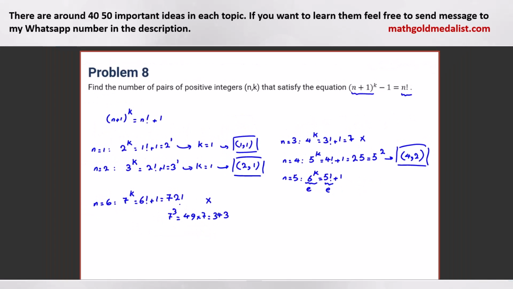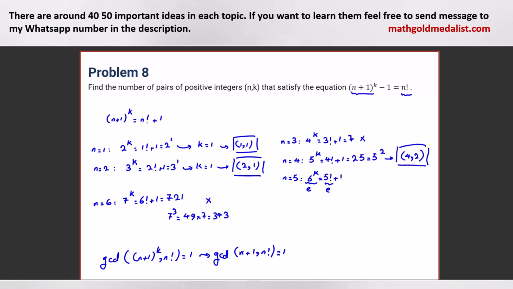Now the idea here that we found: if these two things are multiples of a common thing, then it's a contradiction. If both of them are multiples of 2, it's bad because then plus 1, we don't have any good things. So the GCD of (n plus 1) to the k and n factorial should be 1. Which is equivalent to the GCD of n plus 1 and n factorial being 1.